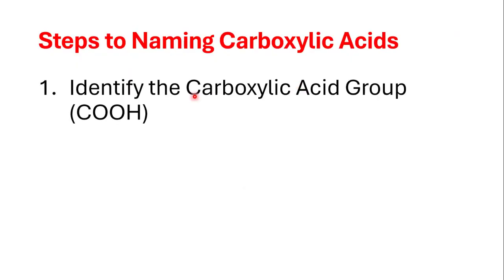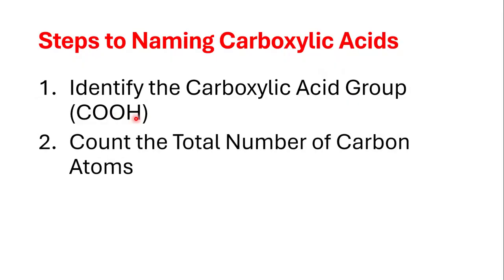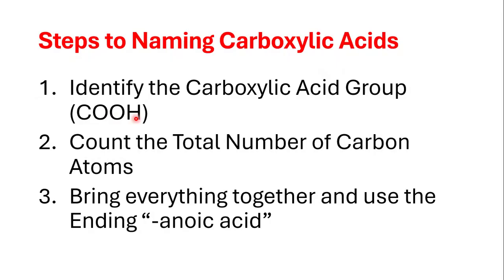The first thing we have to do is identify the carboxylic acid group. We saw that earlier. That's the COOH. We have to identify that so that we know we are dealing with a carboxylic acid. We don't want to be trying to name a carboxylic acid and it's not a carboxylic acid. So that's the first thing. Once you know it's a carboxylic acid, then you have to count how many carbon atoms it has. And then after you do that, you bring everything together and you use the ending ethanoic acid.